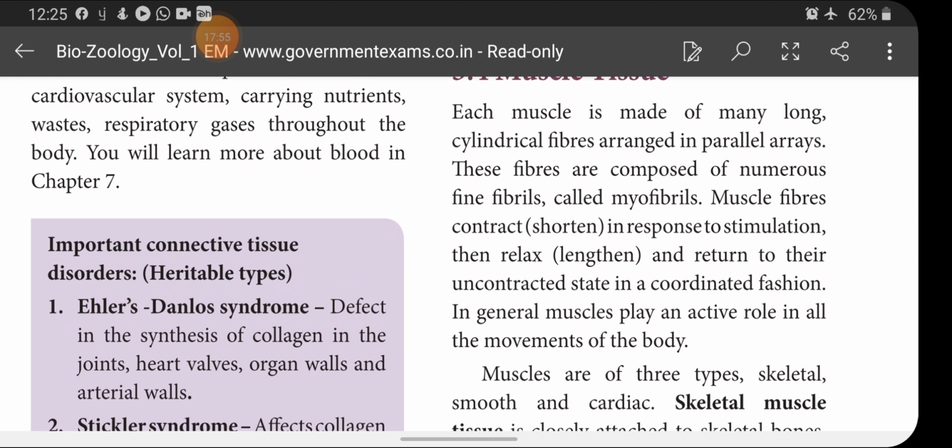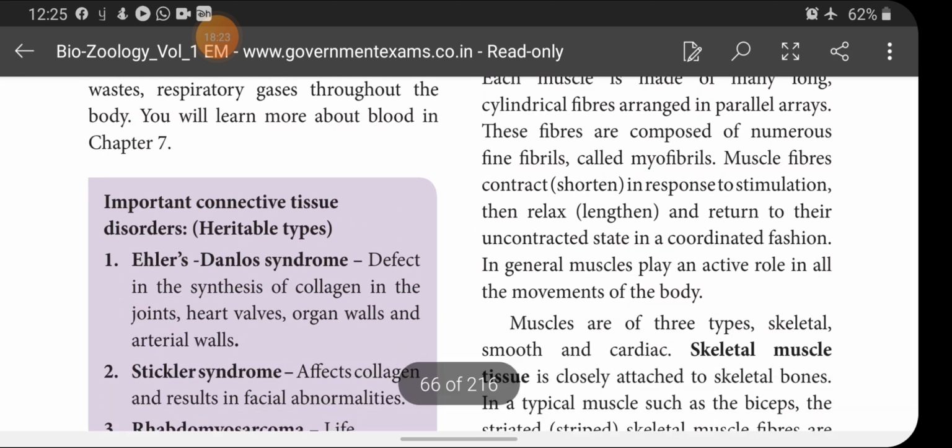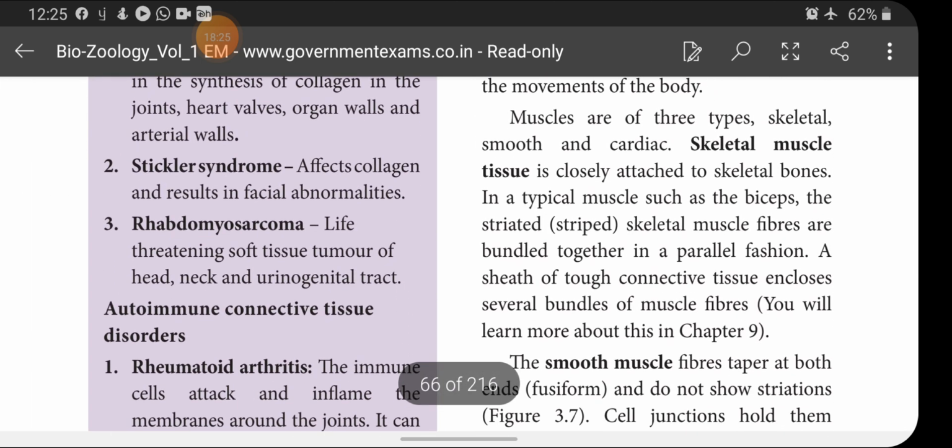Okay, so here in short form I'll say muscles are made up of muscle fibers. These muscle fibers contract, that is shorten, in response to stimuli whenever it is necessary, and again relax to their original position when it is necessary. So in general, muscles play an active role in all the movement of the body. Yes, of course. There are 3 types of muscles: skeletal muscle, smooth muscle and cardiac muscle.